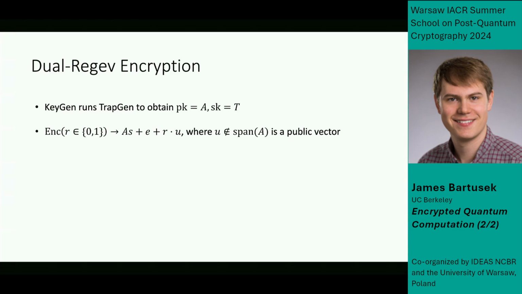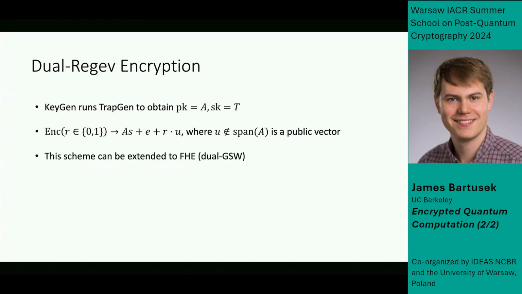And then to encrypt a bit R, the ciphertext looks like the following. It's just an LWE instance, AS plus E, so you sample a random S and some error E. Then depending on the bit R, you either add this vector U or not. So this notation is saying if R equals 0, do nothing. If R equals 1, add this vector U. And this vector is some fixed public vector that is, with high probability, outside of the span of A. Like in the very basic dual Regev encryption, you could imagine U being the all zeros vector with a Q over 2 entry at the end. There are various ways to do it.